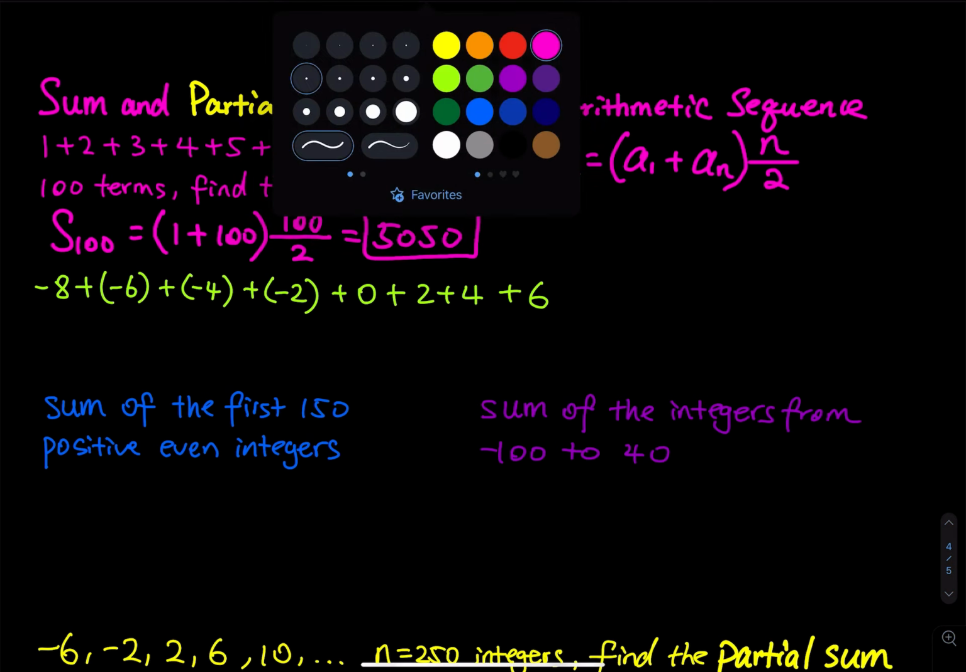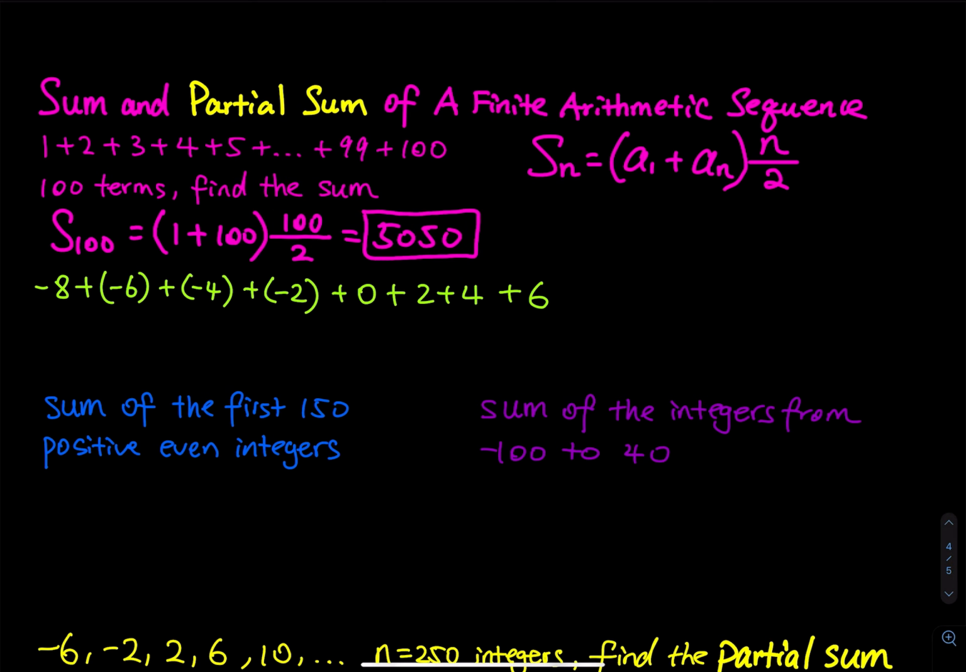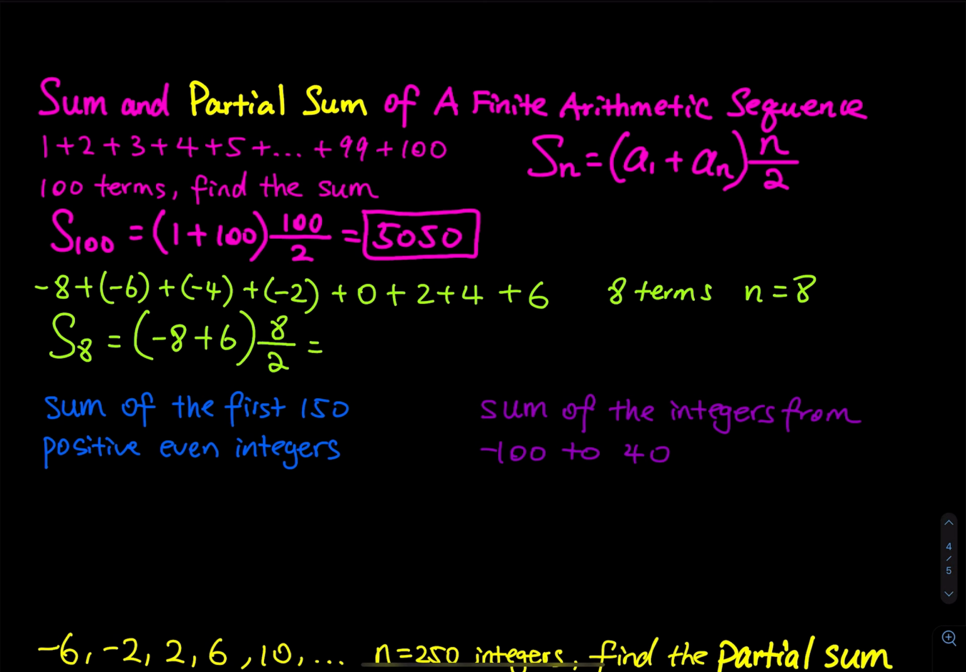Okay, so for this problem, how many terms? We have 8 terms. Then n is equal to 8, so we have S of 8, which is equal to the first term, and then you add the last term, and then multiply by 8 terms, and then divided by 2. So we have -8 plus 6, which is -2, and then -2 times 8 divided by 2, so the sum is equal to -8. So using this formula, you can just get it in a few seconds.